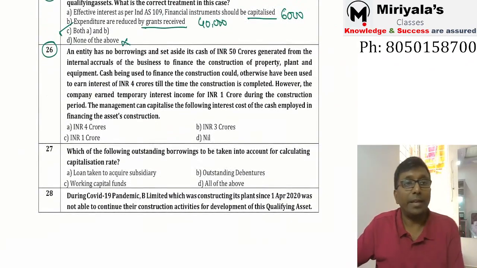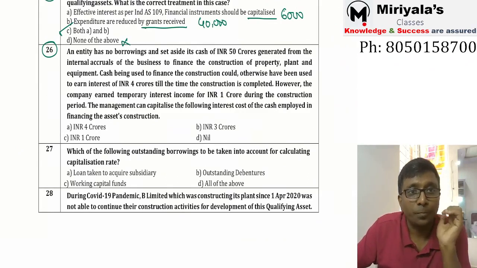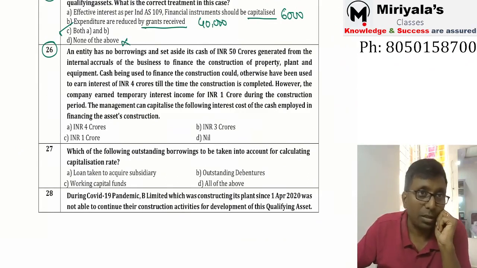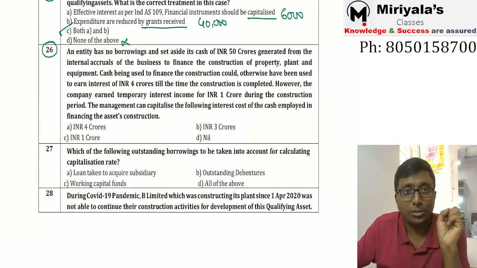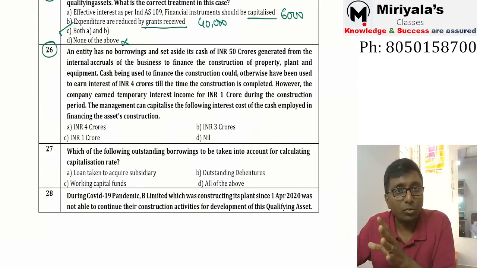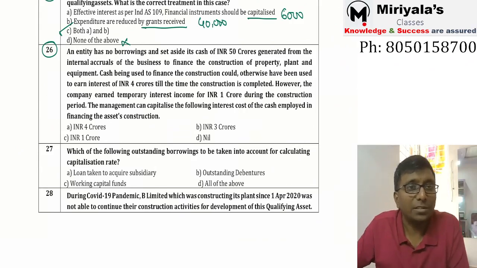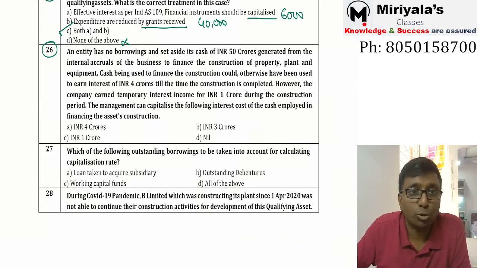An entity has no borrowings. It has set aside cash equal to 50 crore rupees generated from the business to finance the construction of the property, plant and equipment. Okay, we don't have any borrowings. We have got it set aside already. We had excess money of 50 crore rupees generated from my business, and that cash being used to finance the construction could otherwise have earned 4 crore rupees.